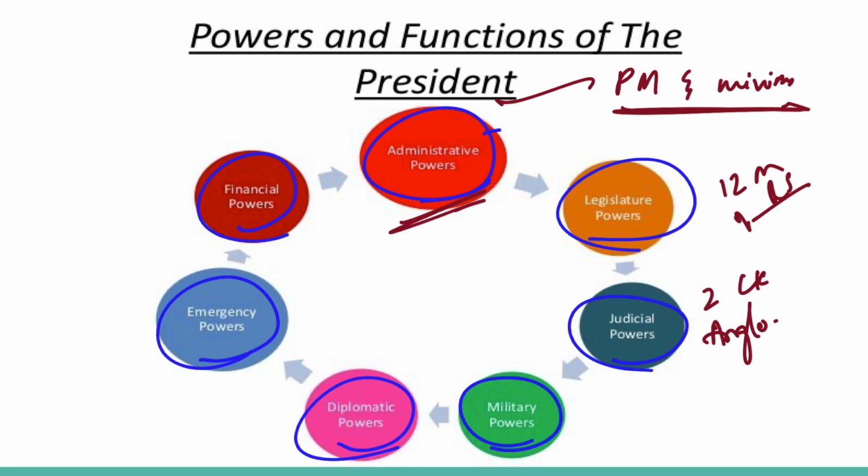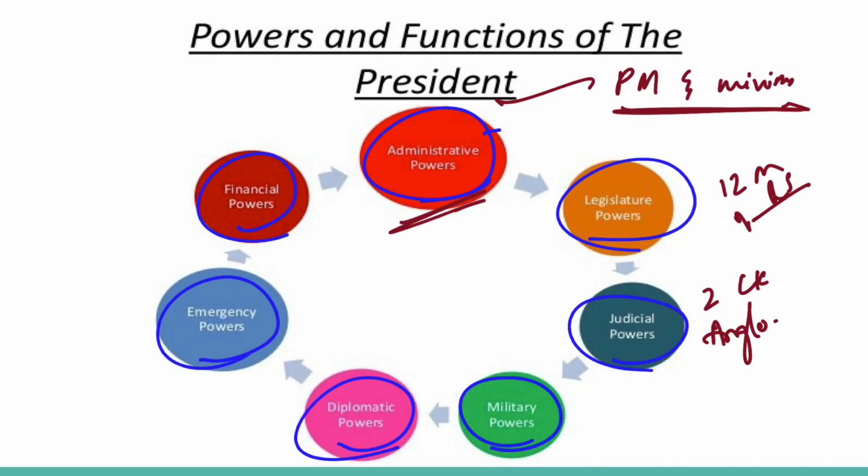The president decides on questions of disqualification of members of Parliament in consultation with the Election Commission. When a bill is sent to the president after it has been passed by the Parliament, he has 3 options. The president can simply give his assent to the bill, he can withhold his assent, or he can return the bill. He can't return a money bill for reconsideration of the Parliament.